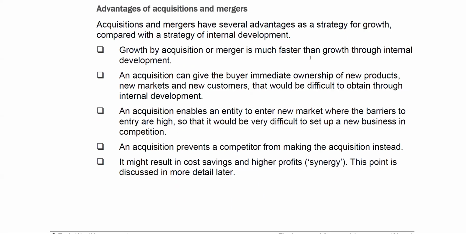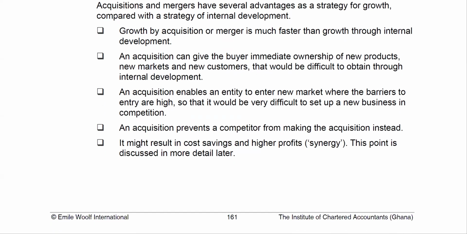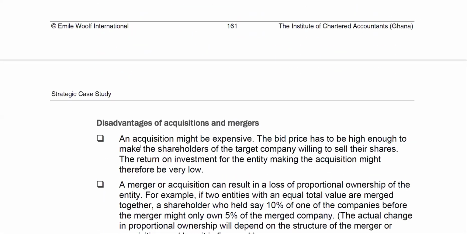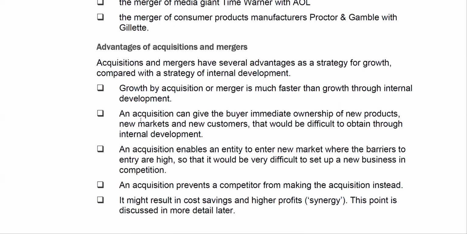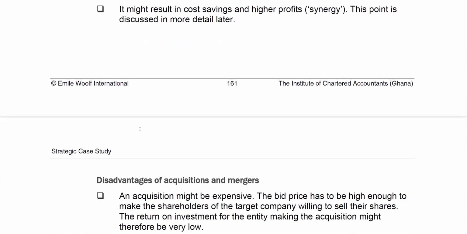Why not acquire him? An acquisition enables an entity to enter a new market where the barriers to entry are high, so that it will be very difficult, right, to set up a new business in competition when an old business is already there. If you can't beat them, you join them, right? An acquisition prevents a competitor from making the acquisition instead, right? It might result in cost savings and higher profits, which is synergy. The point is discussed in more detail later. And I also forgot, it could be cheaper than organic growth because we can do a share exchange. Okay, so remember to add it.